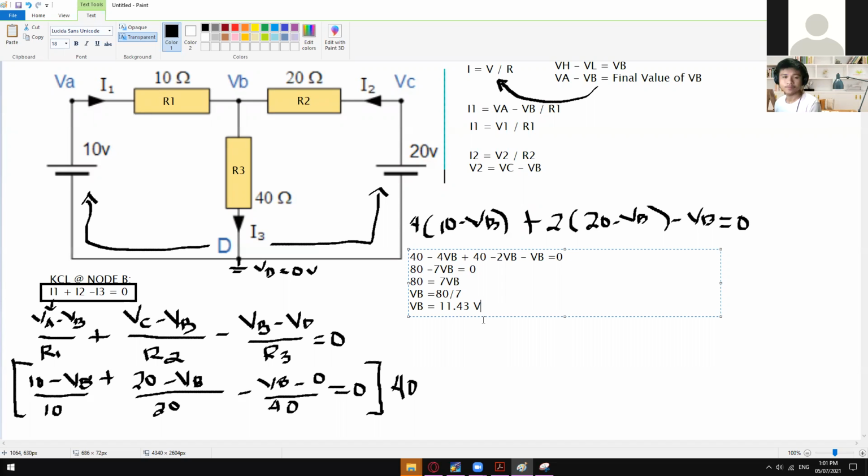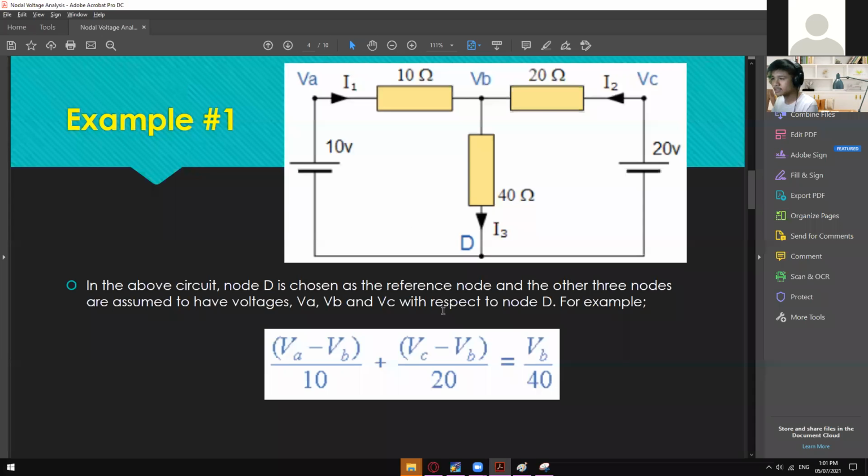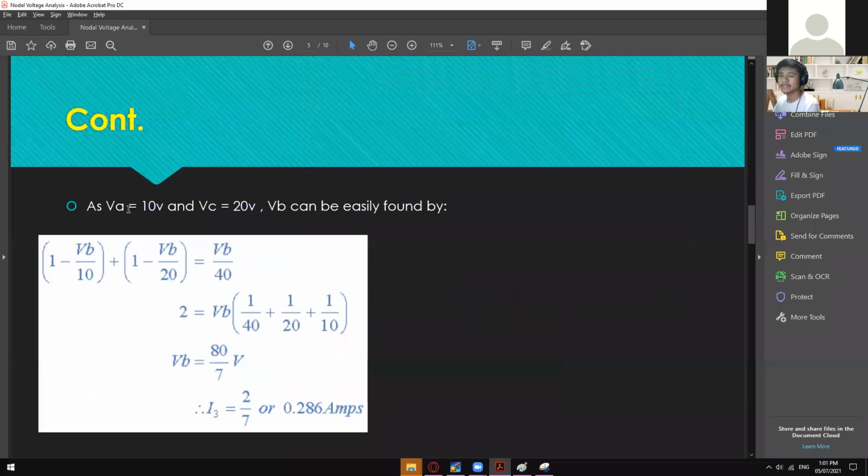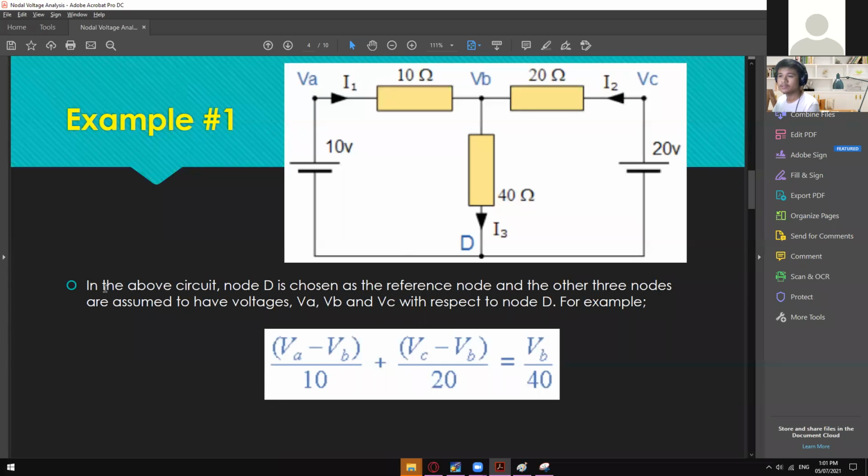Okay, very good. And then from here, we can now actually use this one to get the current on VB, and so on and so forth. But before that, let me just clarify the question. So in the above circuit, we have the original circuit.